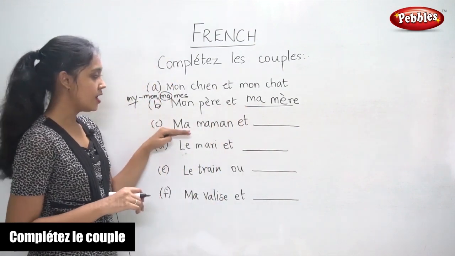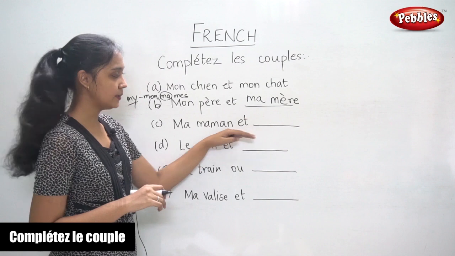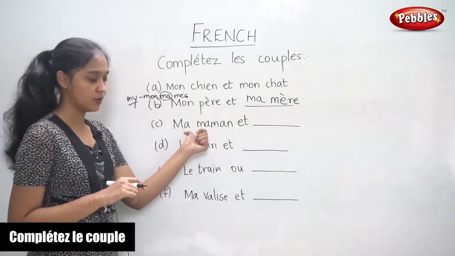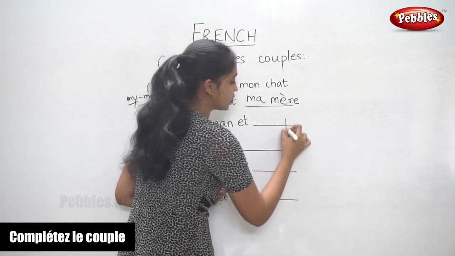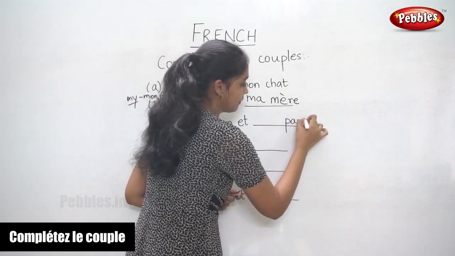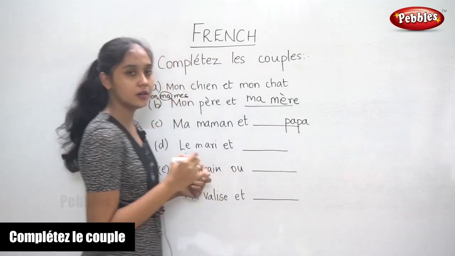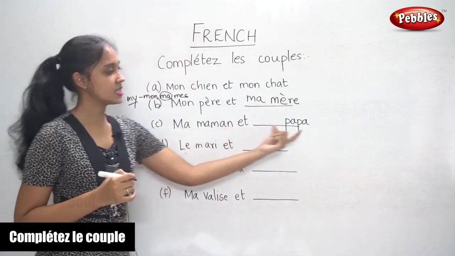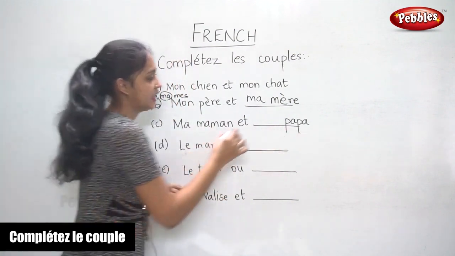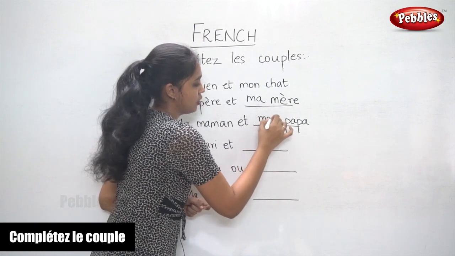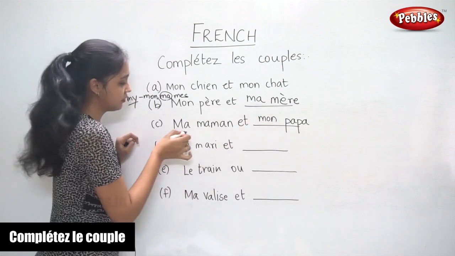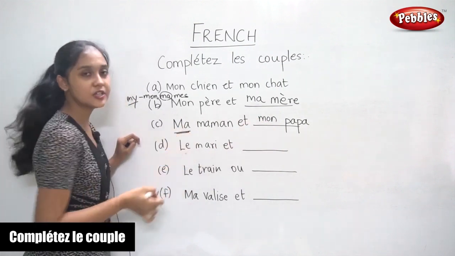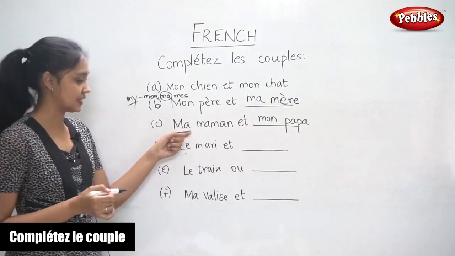The next one, ma maman et. So, now ma maman, and to complete this we use papa, and since this noun is masculine, we say mon papa. So we are using the possessive here because the possessive is used in the first half of the sentence.